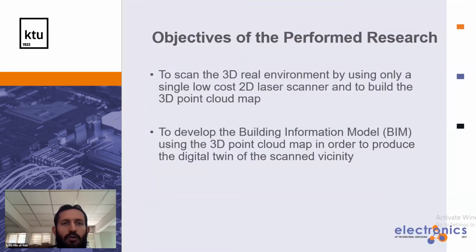So first of all, what are the objectives of this research? Actually, we would like to make a low-cost system in which we can use only a single 2D laser scanner. And then by making some angles on that particular 2D laser slice, we would like to get its 3D real environment scanning. The second task we would like to cover with this product is to use the developed 3D point cloud map, and by using that map to make the building information model of the scanned surroundings.